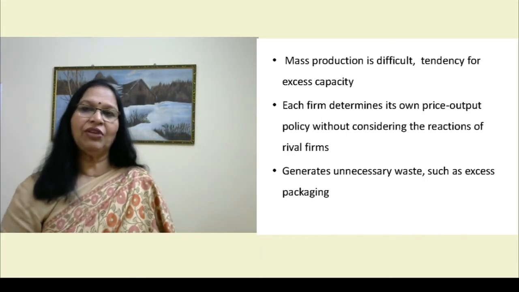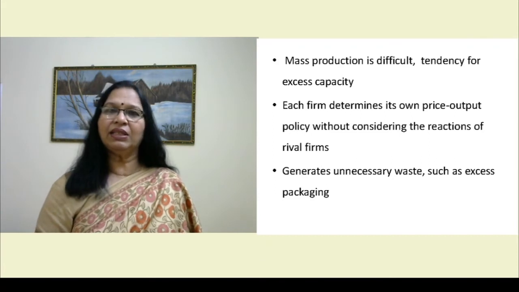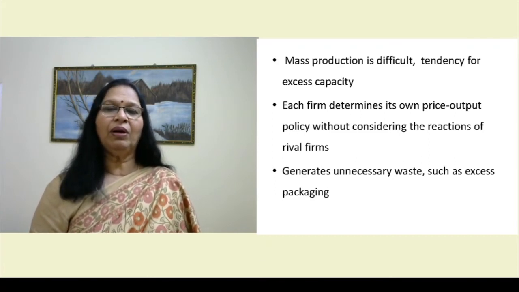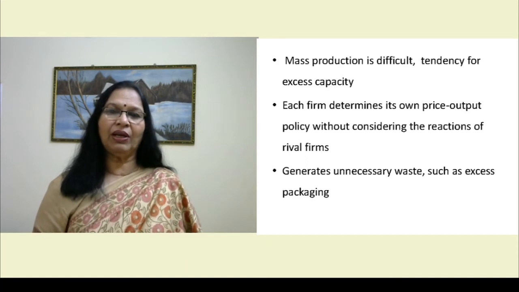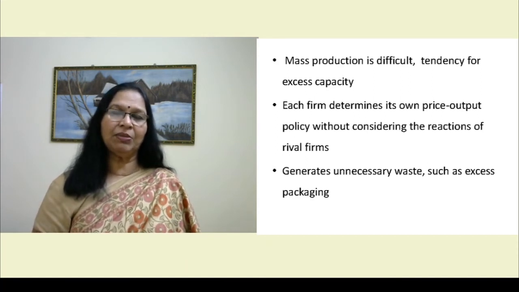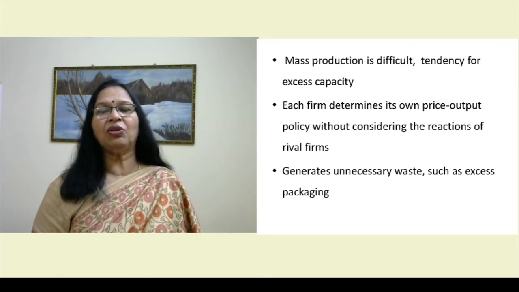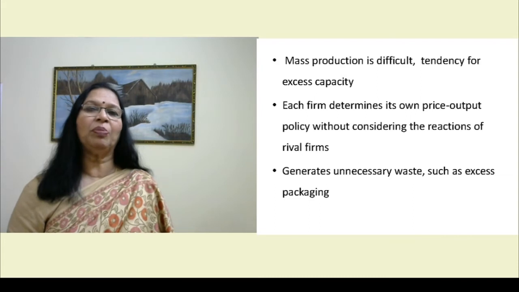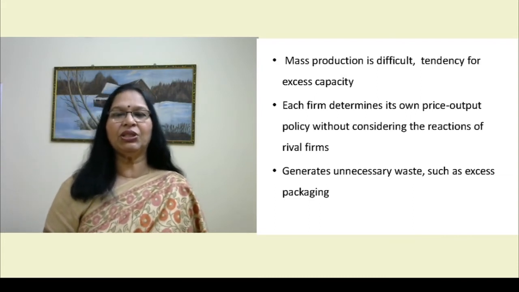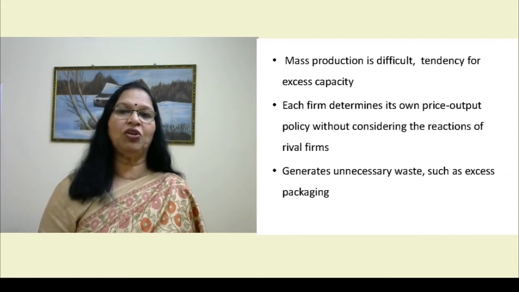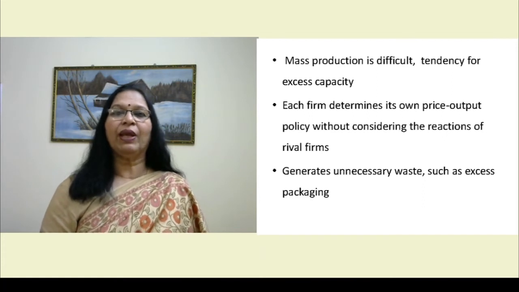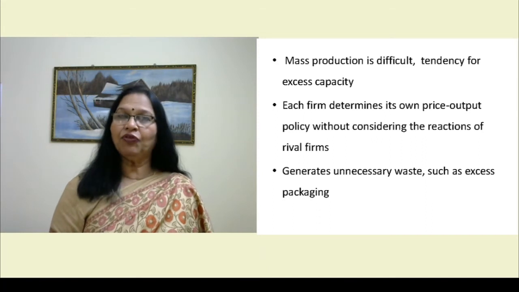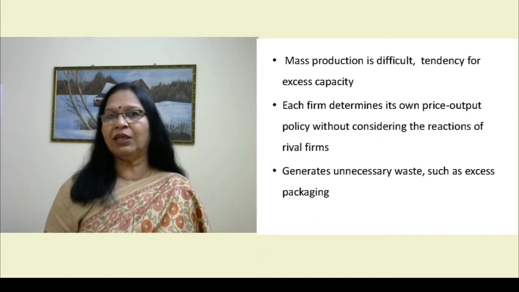Mass production is difficult, and there is a tendency to have excess capacity. Because the market is divided among so many of these firms selling similar products, mass production of that particular brand or that particular unique product may not be possible. So there is a limitation to the size, to the quantity of output of these firms, and therefore firms tend to have excess capacity, and each firm determines its own price and output.